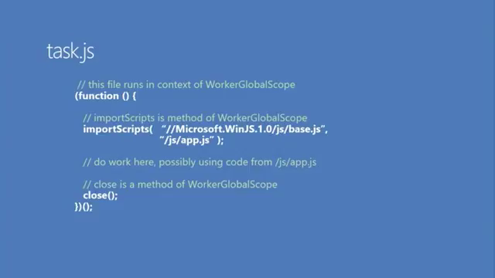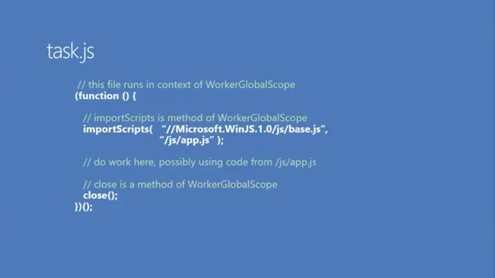This is just for this task. So I'm importing the Win.js, and the other example there, the js/app.js, that's an example of what if I had some custom content that I wanted to also throw in here, like an API call that I wrote. So that's an example of how I could throw that in there and possibly use code from there.